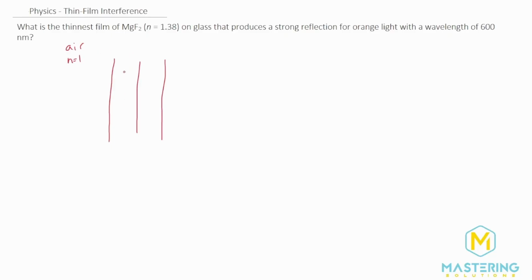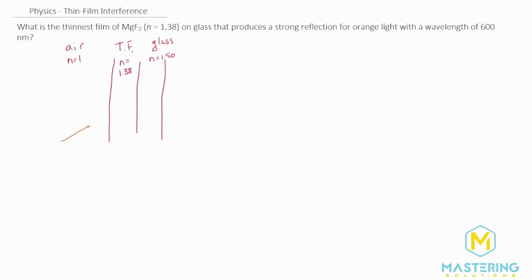Now this section here, that's going to be our thin film, and that has an index of refraction of 1.38. Lastly, we have glass that the thin film is on, and that has an index of refraction of 1.50. So now as we draw our wavelengths, we can see how many phase changes we have.